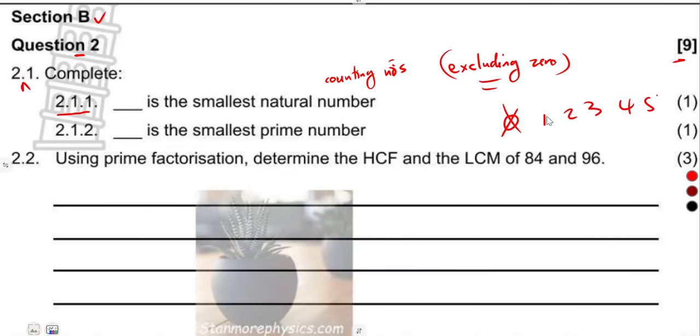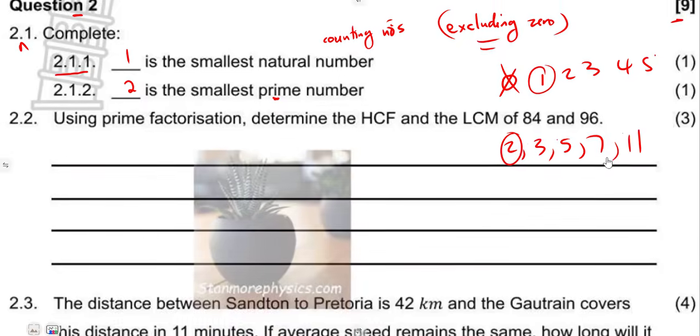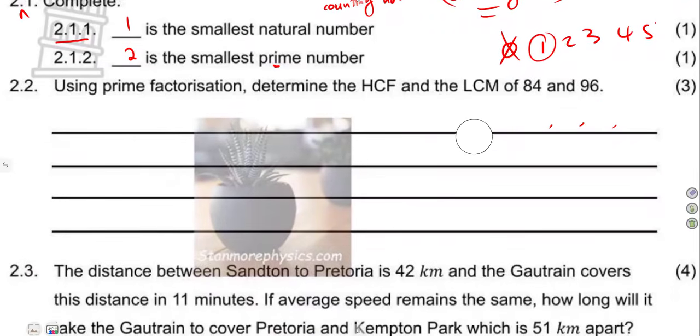So the smallest is going to be what? Is going to be a 1. And which one is the smallest prime number? Prime numbers: 2, 3, 5, 7, 11, and so on. The smallest prime number is what? Is 2. Exactly divisible by what? 1 and itself. That is the idea of what you are going to have on that part. So you just have to consider that idea. All right.